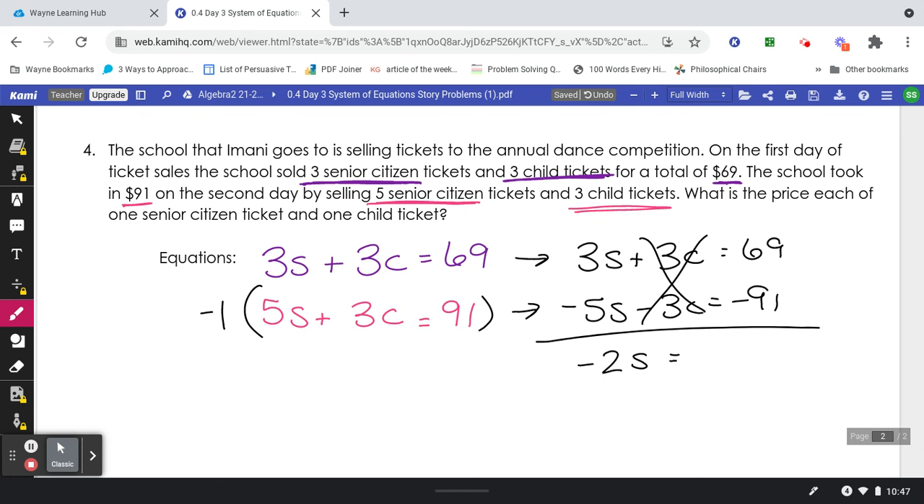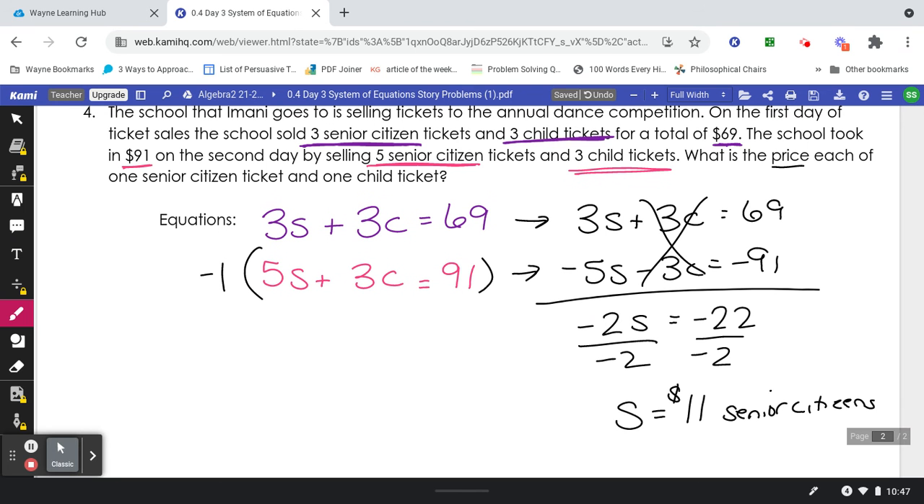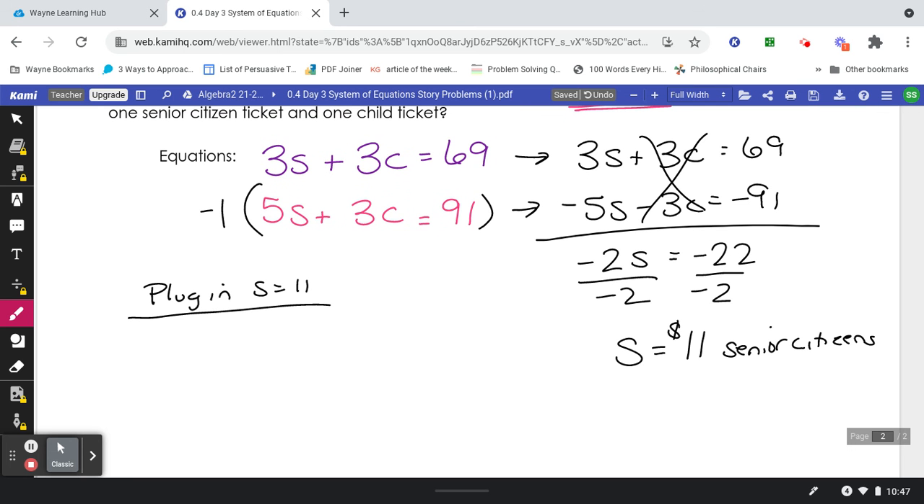And you'll be able to solve the equation, even if your numbers are not the same as mine. And divide to solve. Regardless of how you solved, you should get an answer of 11. That's going to represent our senior citizens. And it says, what is the price? So that's going to be a dollar amount, $11 for a senior citizen. And then we'll need to plug in S equals 11 so we can find our answer for the child. The top numbers in the top equation look a little smaller. I'll go ahead and plug in there.